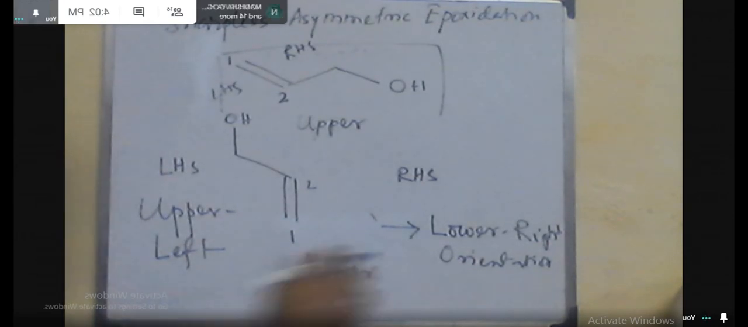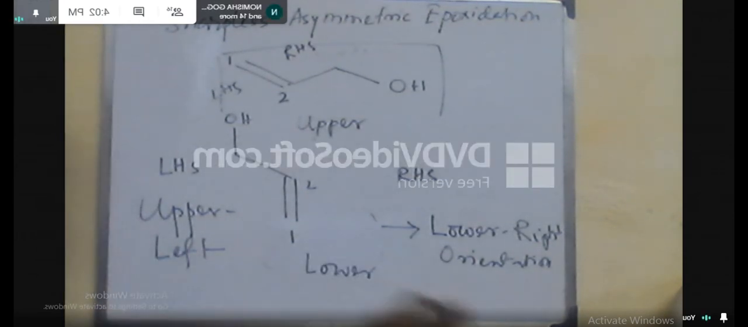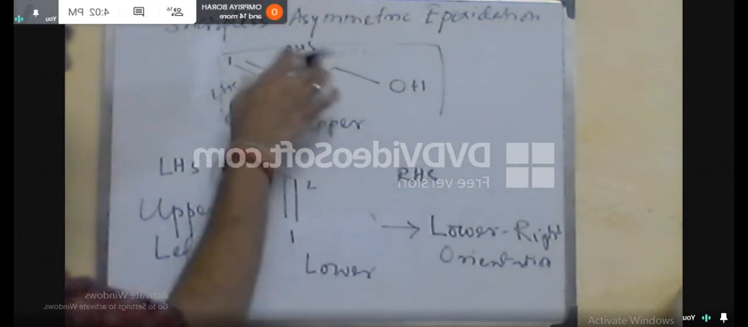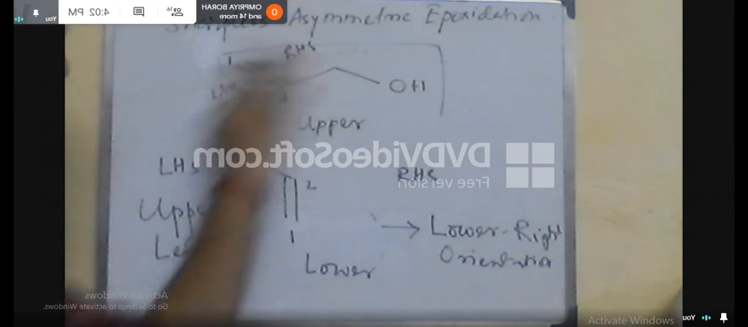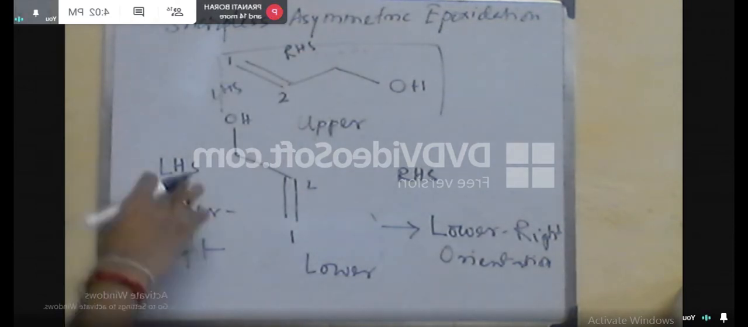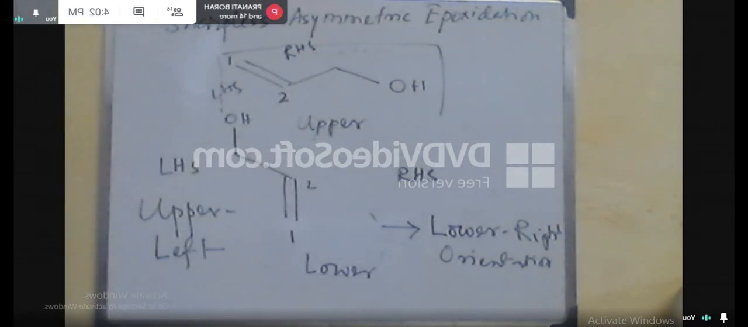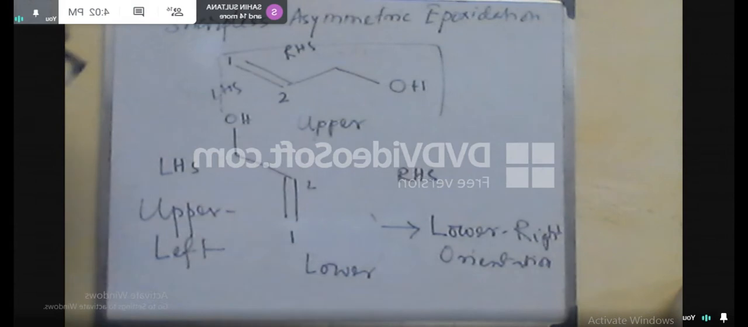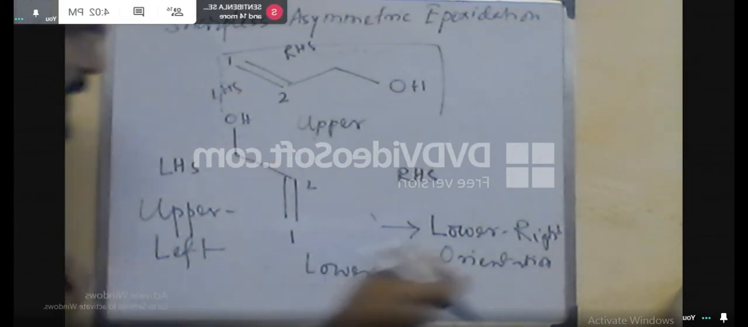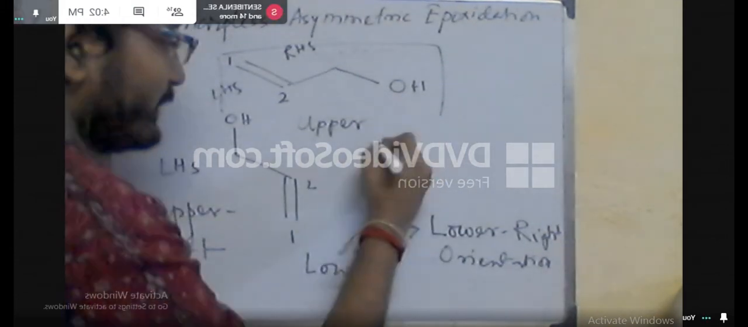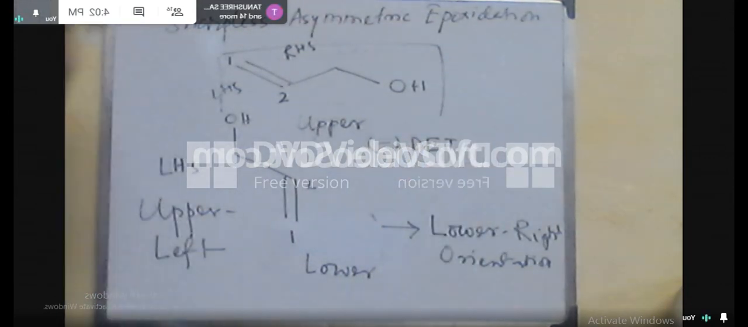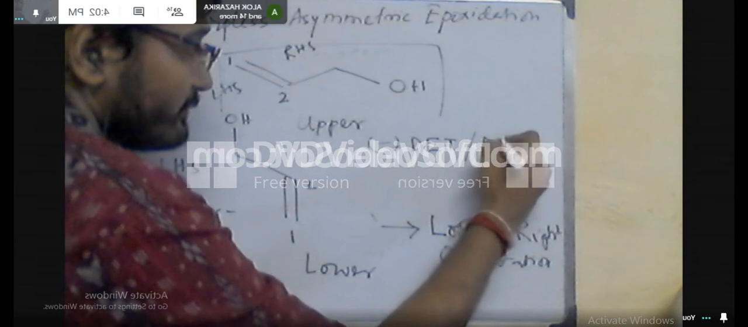So if the orientation is lower right or upper left, then by using minus DET or minus DIPT, you will get the beta epoxide. This is fixed. And similarly, if you use the plus DET or plus DIPT, you will get the alpha epoxide.